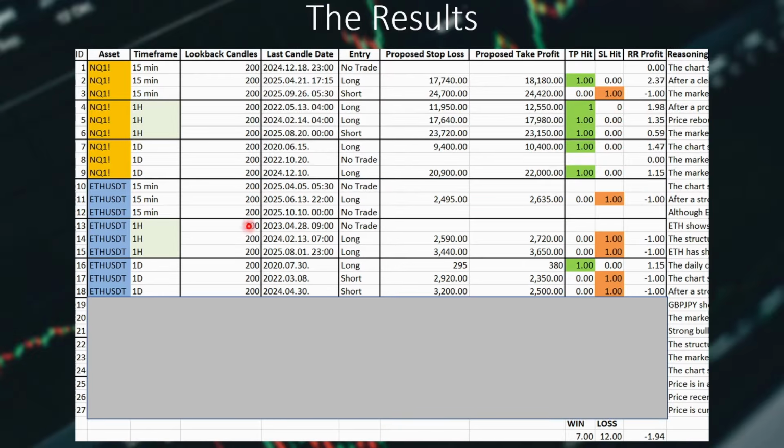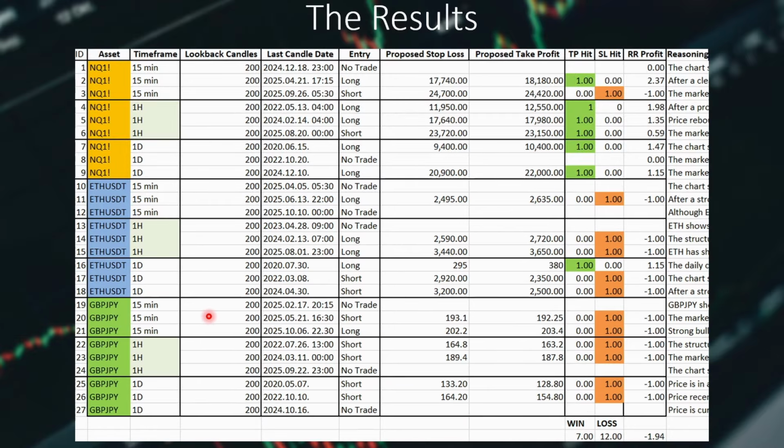Now let's move on. Here you can see ETH/USDT. On the 50-minute chart, we got 1 long trade and 2 no trades, and that 1 long trade resulted in a loss, so that's a -1 loss. On the 1-hour chart, 1 no trade, 2 long trades, both of the long trades were losers. And on the daily chart, we got 1 long trade, 2 short trades. That 1 long trade was a winner with a 1.15 risk-reward ratio, and the 2 short trades were losers. So disappointing results on ETH/USDT, only 1 winner and 5 losers, not quite what I expected.